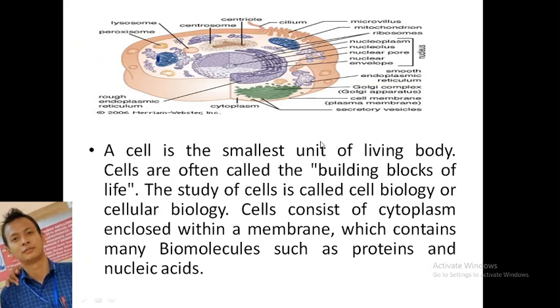This is the diagram of the cell. You can see here the nucleoplasm, nucleus, nuclear pore, and nuclear envelope. These are combined within the nucleus. You can see the mitochondria. This is the cell membrane, which covers the cell. The definition of a cell: a cell is the smallest unit of the living body.